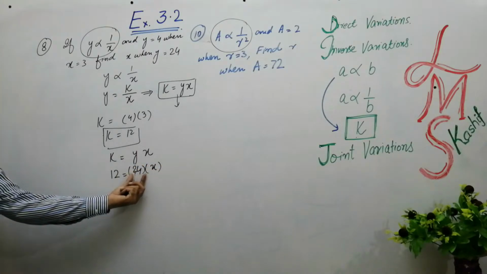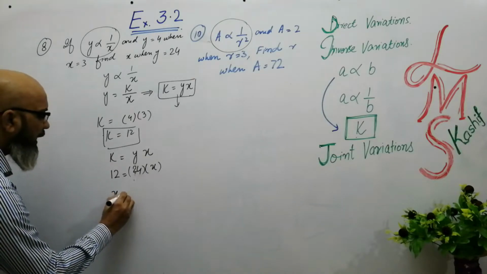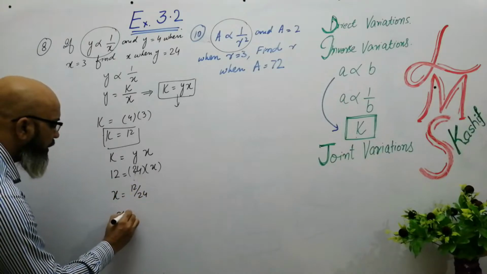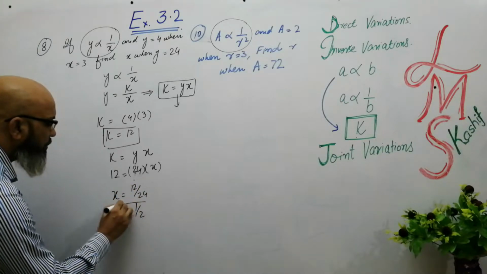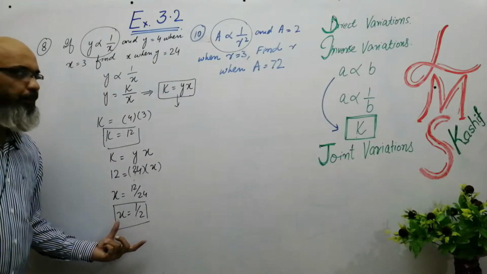So when you divide by y in this way, we will get our answer: x is equal to 12 over 24, and we simplify it by the table of 12. So we get x is equal to 1 over 2.